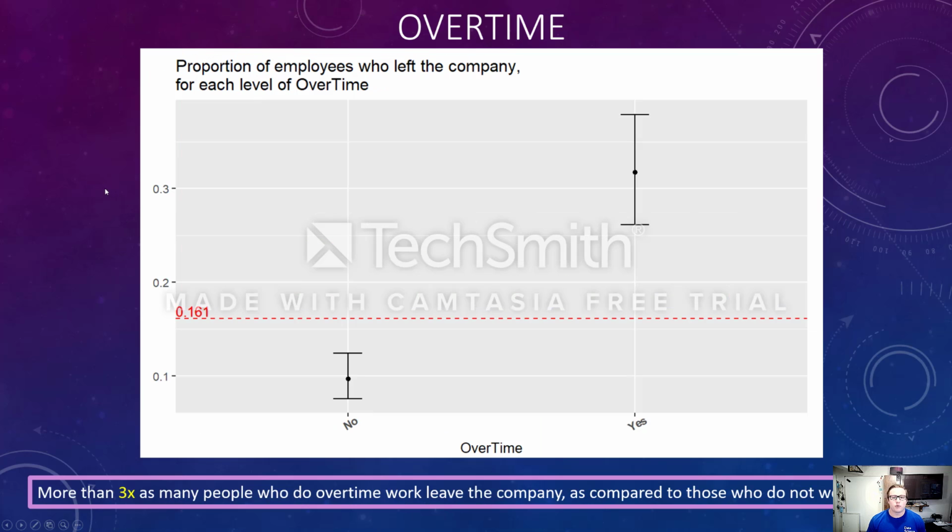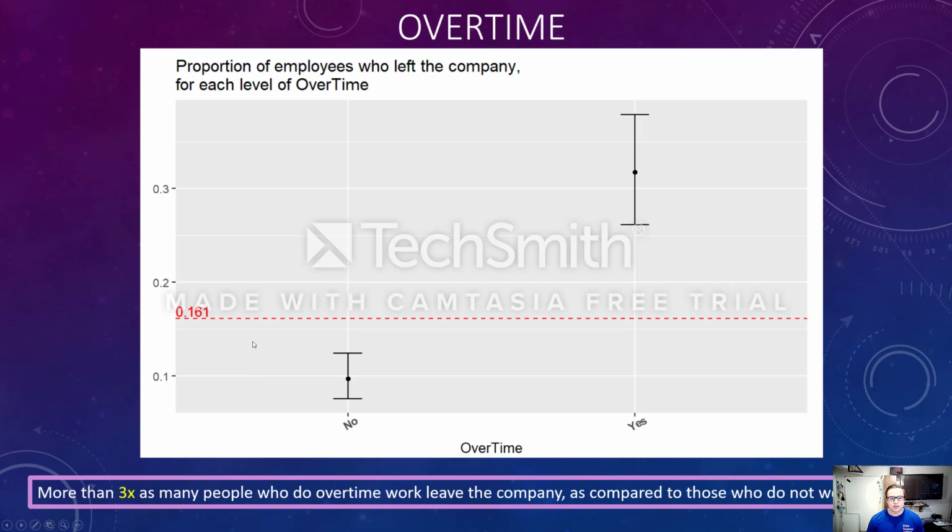Okay, next we have what we call a proportion plot, and I'm going to show you several of these plots. The first thing to know about all of these plots is they all have this red dashed line, which is simply a reference point that shows the overall proportion of attrition regardless of anything. So that's just the data set. Within the data we were given, about 16.1% of people left the company.